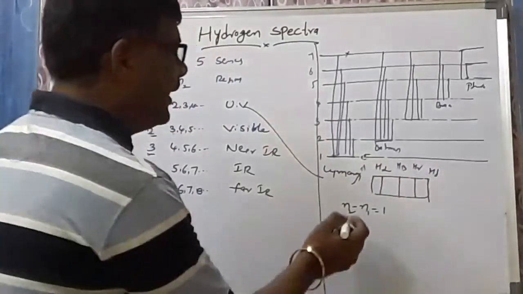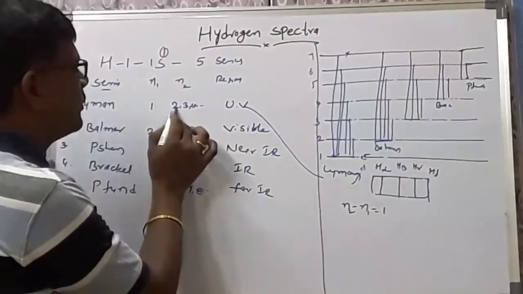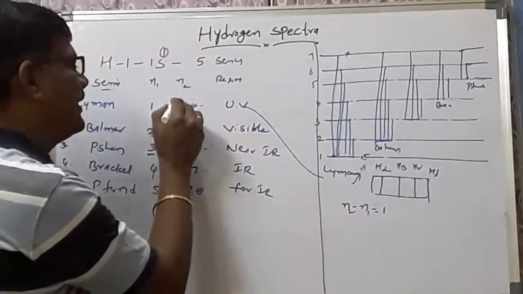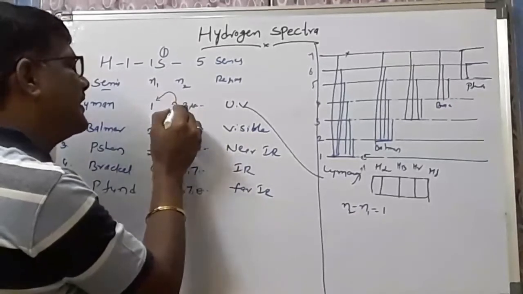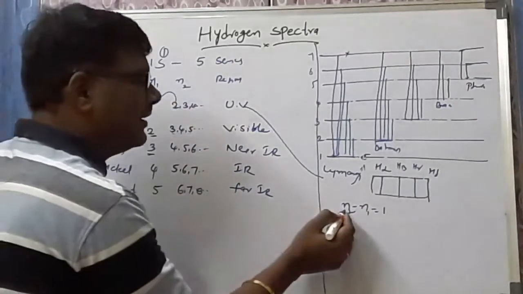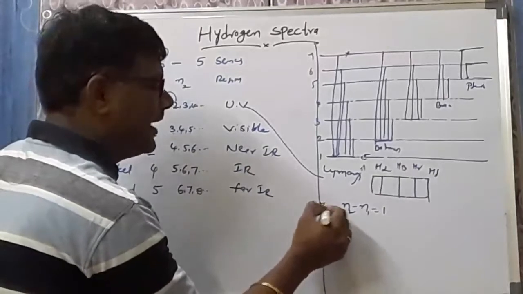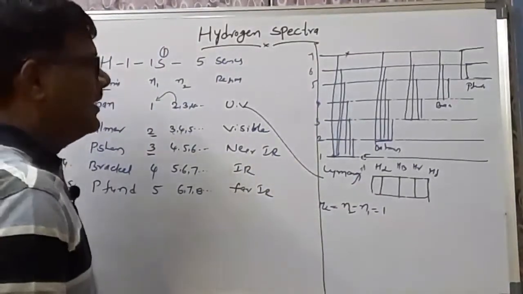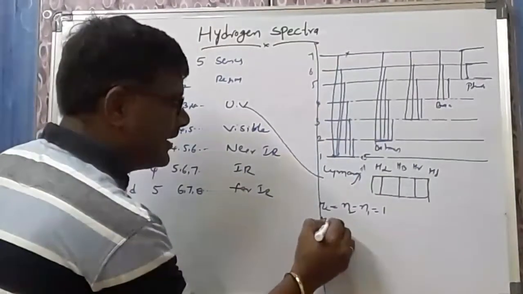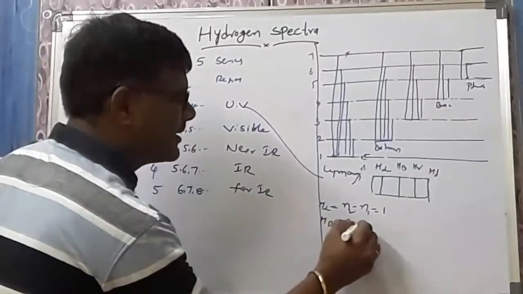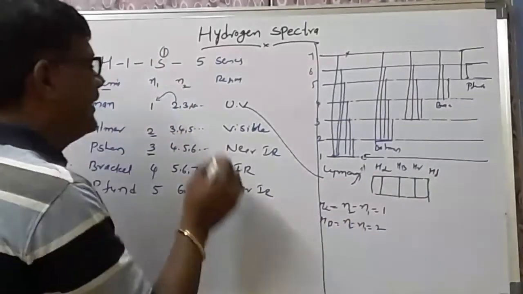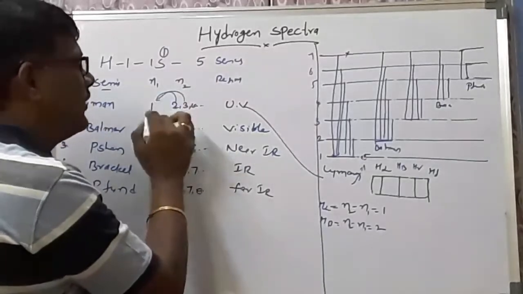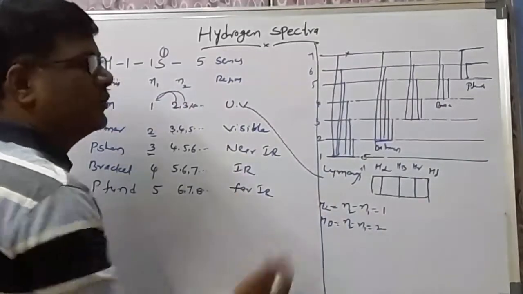Look here: n2 minus n1, 2 minus 1 is 1. Ultimately, whenever the electron jumps from the second excited state to the first state, the line obtained is called the H alpha line. What is the H beta line? n2 minus n1 must be equal to 2. Look here, 3 to 1: 3 minus 1 is 2.